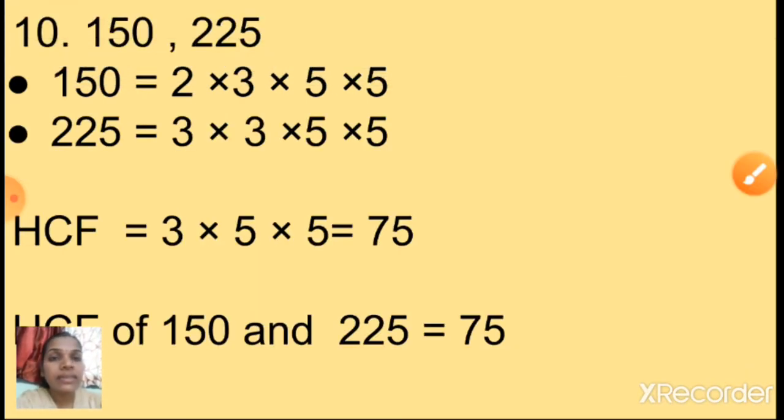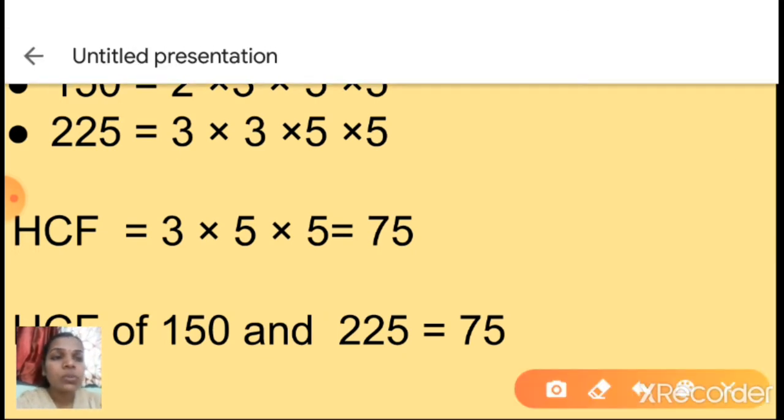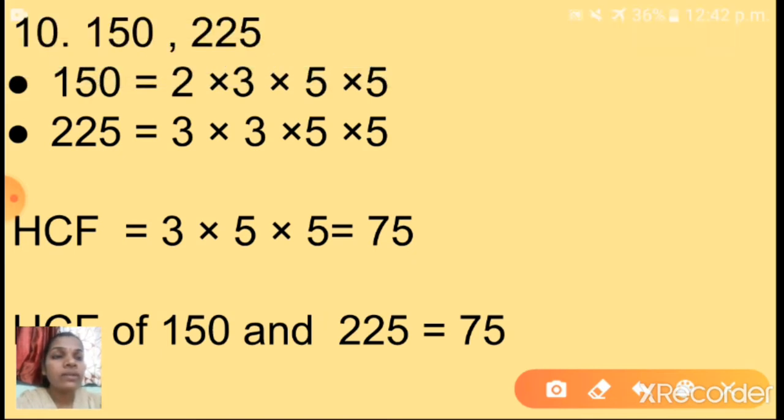10th sum is, see here, 150 and 225. HCF of these two numbers we have to find now. Are you ready? Yes. First step is what? First number is 150. Okay, 150, that is even number. So in which table will it come? Yes, 2's table.